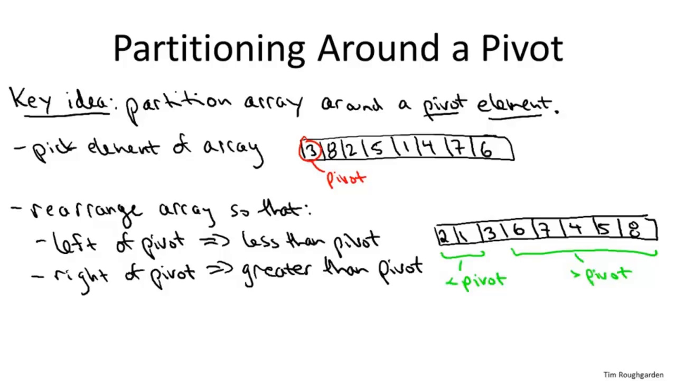Notice in the partitioning subroutine, we do not insist that we get the relative order correct amongst those elements less than the pivot or amongst those elements bigger than the pivot. So in some sense, we're doing some kind of partial sorting. We're just bucketing the elements of the array into one bucket, those less than the pivot, and then a second bucket, those bigger than the pivot. And we don't care about getting right the order within each of those two buckets.